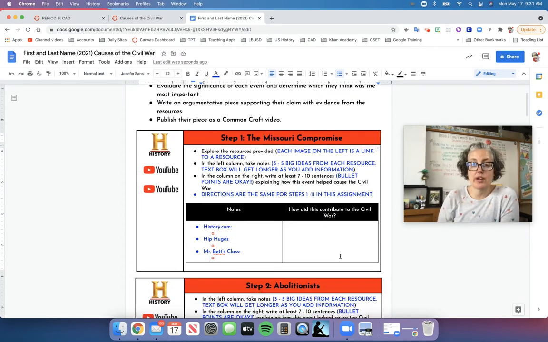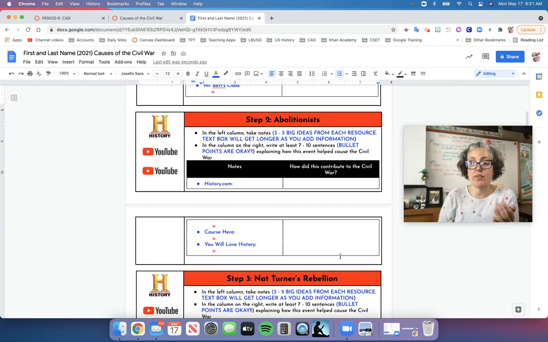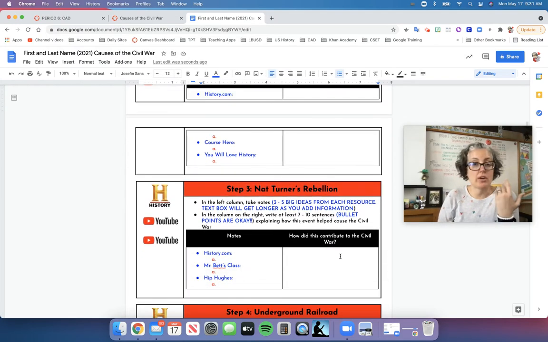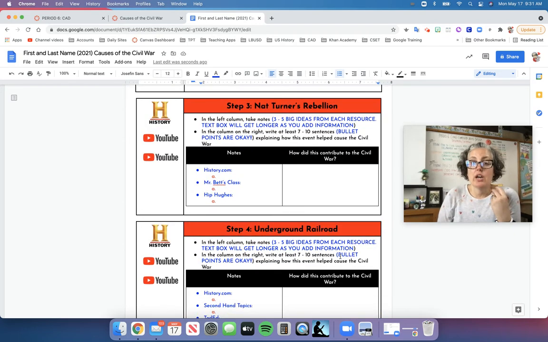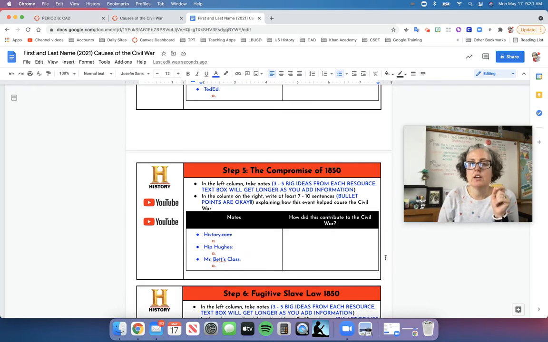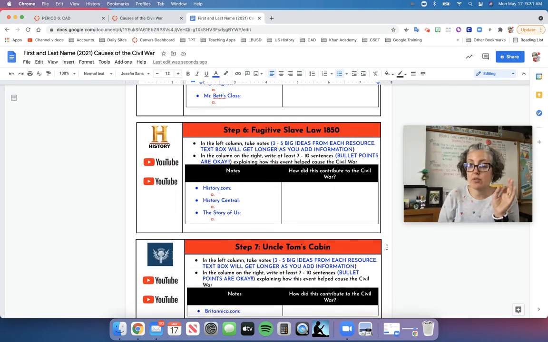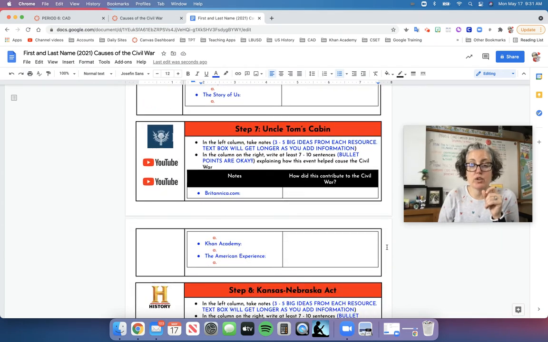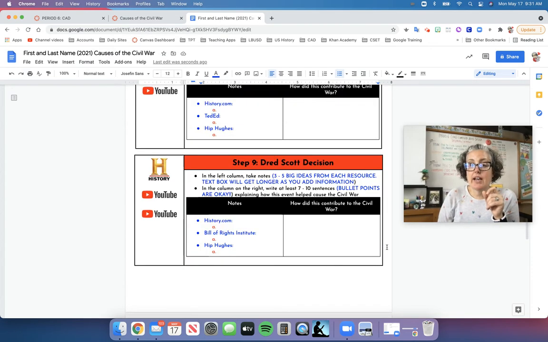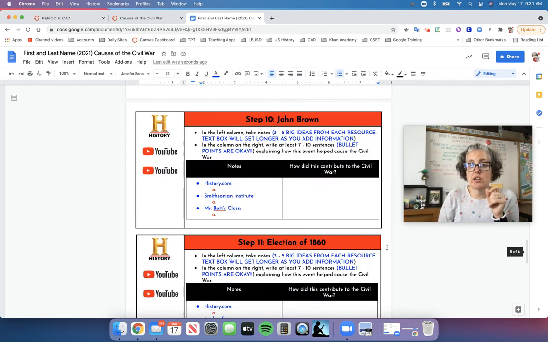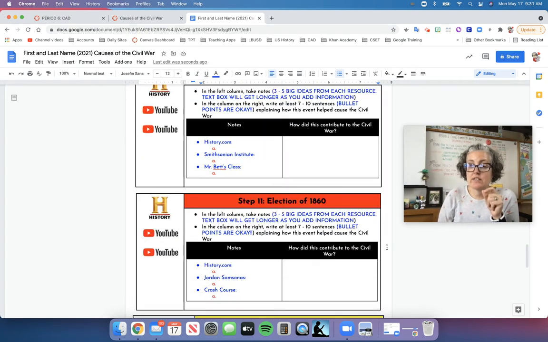So the Missouri Compromise, abolitionists, again, review. We've already talked about this. Nat Turner's Rebellion, this should be review for you. The Underground Railroad, many of you already think you know what that is, but some of you might be thinking it's an actual railroad, which it was not. So I want to make sure that you understand that at the very least. The Compromise of 1850, Fugitive Slave Law of 1850, Uncle Tom's Cabin, which again, for many of you is kind of a review. The Kansas-Nebraska Act, the Dred Scott decision, John Brown, and the election of 1860.